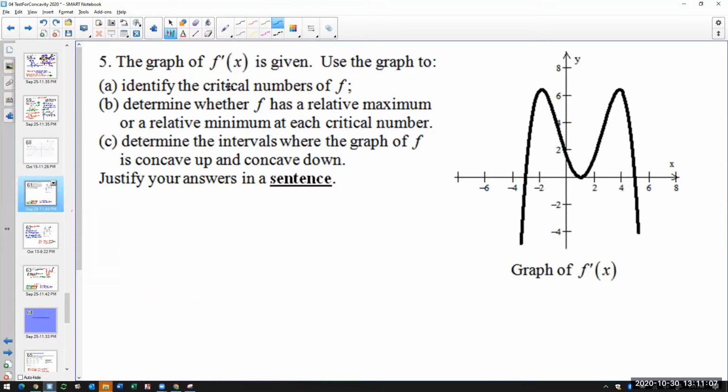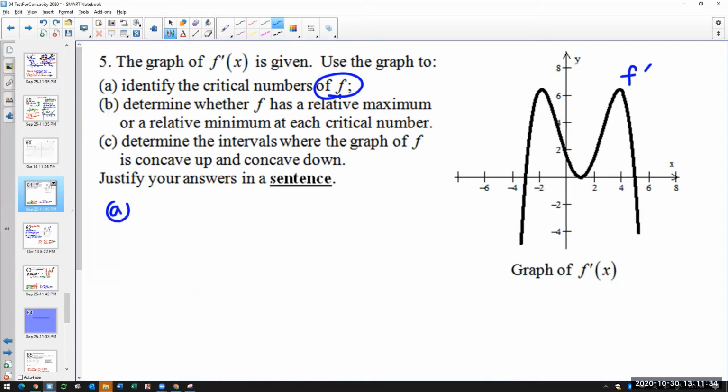Okay, number 5 says they gave you f prime. So make sure you understand they did not give you f. You guys good with that? So if I said, where is the relative max on f? You can't tell me it's here and here because those are the relative maxes on f prime. f is another picture. So be careful about that. The first thing says, find the critical numbers of f. So this is an f prime picture.